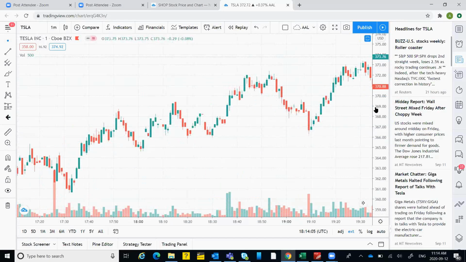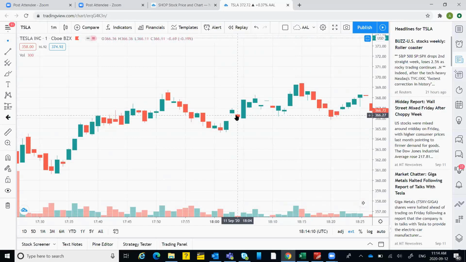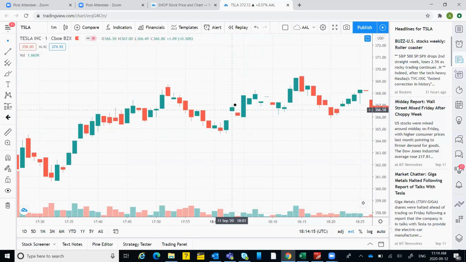Okay, this one here, guys, anyone can name this pattern: a red body or a black body followed by a big white body which engulfs. Yes, this is an engulfing, a bullish engulfing. Yeah, this is a bullish engulfing pattern.